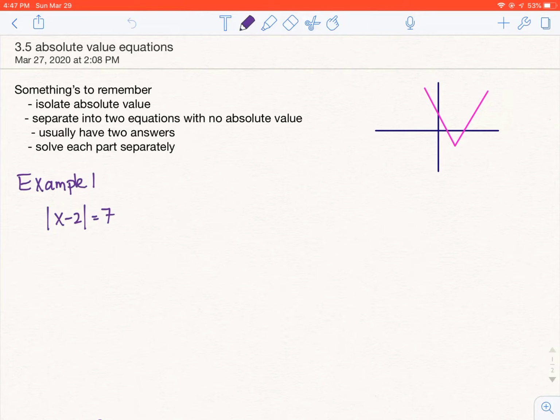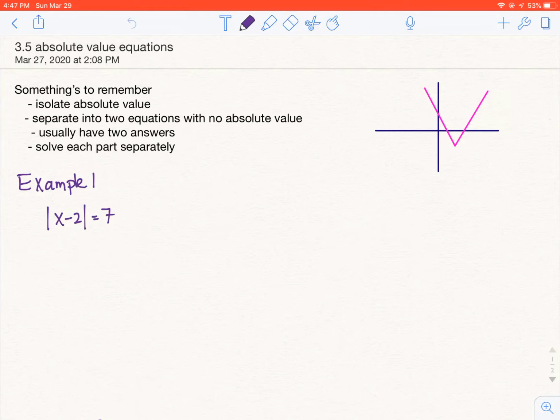Notice I made a little absolute value graph on the right, and notice they're always V's, and they cross the x-axis in two places, usually. I mean, the vertex could have been there, so it would have only been one, or it might not have crossed at all if it was above. But most of the time, the absolute value equations, they get two equations, two answers.